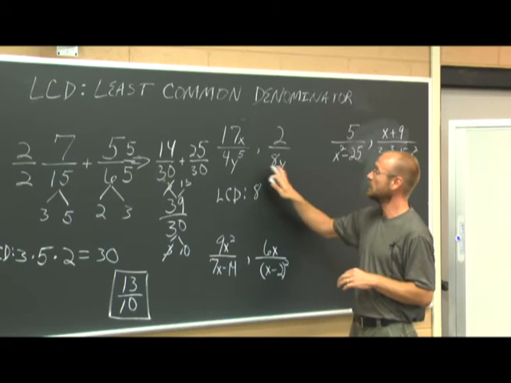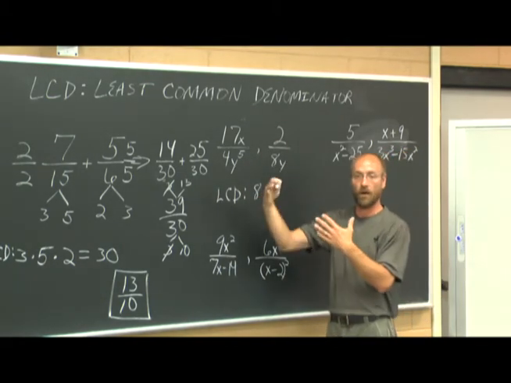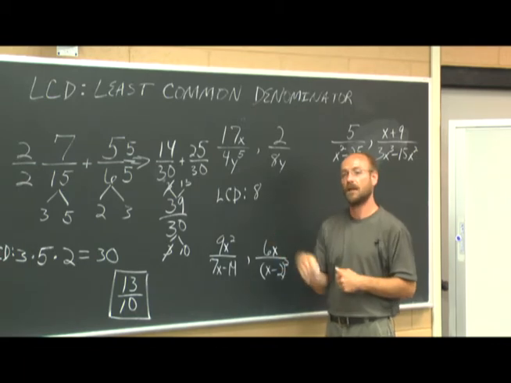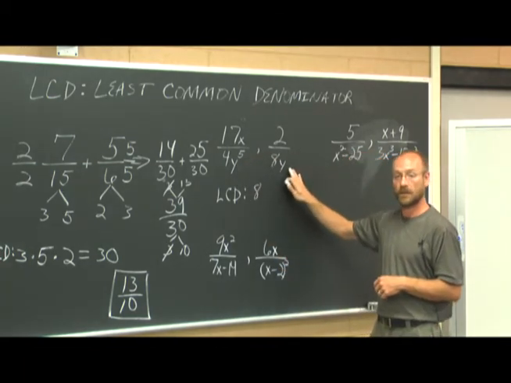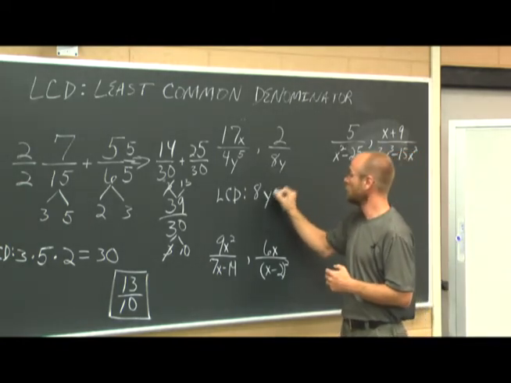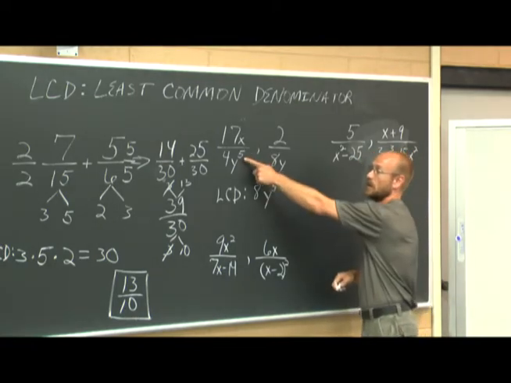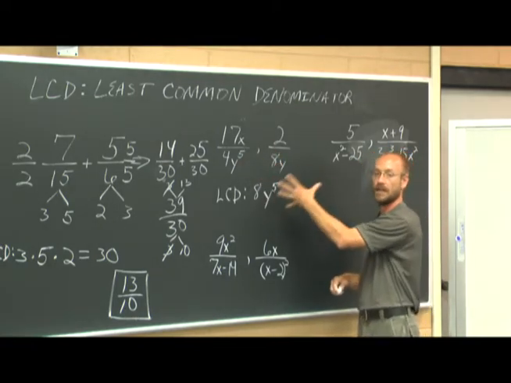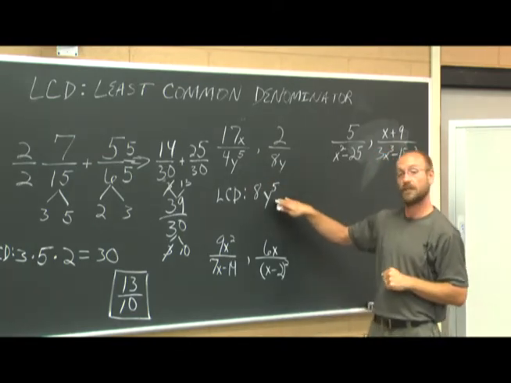But let's look at the variable here, y. When I had mentioned initially we want all the factors and their highest power. Well, if this has 5 factors of y, in order for this to be common, it also needs 5 factors of y. So we need 5 factors of y, that highest power right there. This power is 1, that power is 5. I need 5 of them. So if we look at this, this is my LCD.